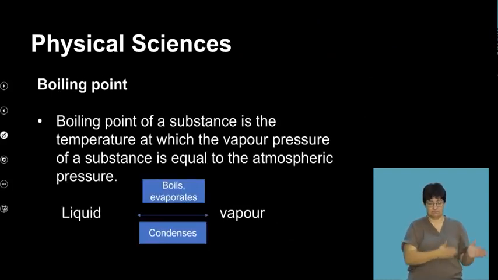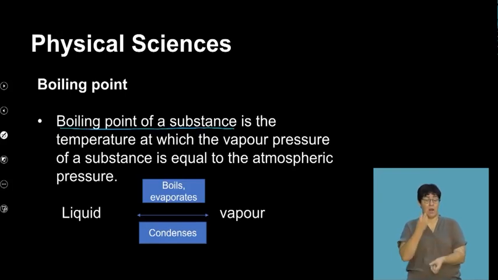Now, let's talk about boiling point, okay? What is the boiling point of a substance? So we want to qualify that. It is the boiling point of a substance, because in this context, we must refer to a specific substance. So I've used substance X as an example, and it can be anything. So the boiling point of a substance is the temperature, yet again, at which the vapor pressure of a substance is equal to the atmospheric pressure, okay?